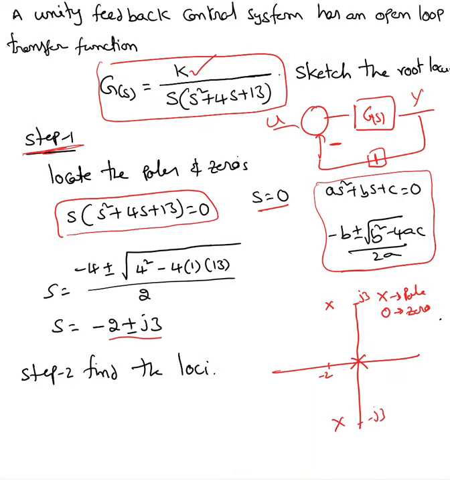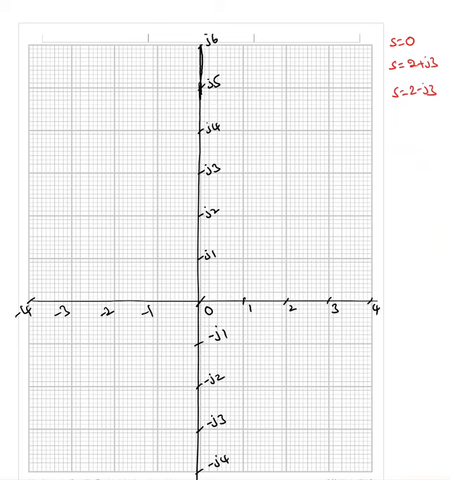I'm going to represent them in the main diagram, but the next point is to find the loci, where we're going to have loci. Loci is nothing but the line. So again, here is the graph. We have a pole there at the origin, and another pole at minus 2 plus j3. Here is another pole, minus 2 minus j3.